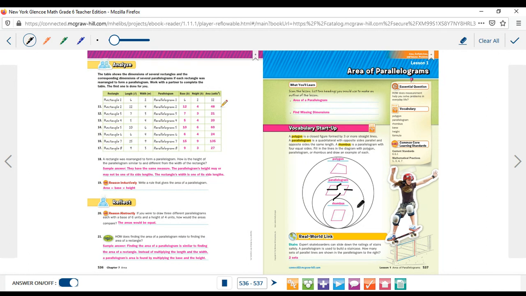If you look at the bottom of page 537, it says expert skateboarders can slide down the railings of stairs safely. A parallelogram is used to build a staircase. So you could see from these 2 blue lines here and the 2 pink lines here. How many sets of parallel lines are shown in the parallelogram to the right?